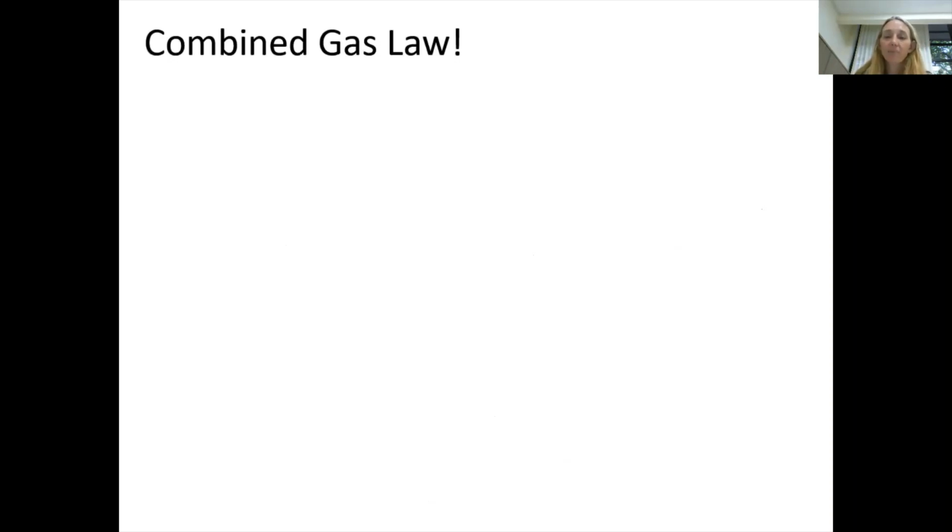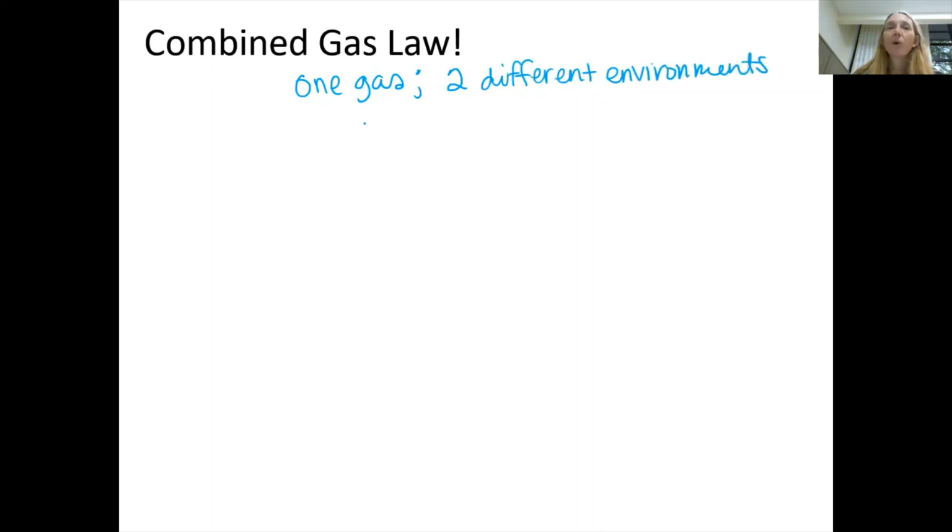Okay, so I wanted to talk about the combined gas law. What that is, is when you have one gas, and that gas is described under two different environments. So let's say you have a gas in one situation and something changes: the temperature changes, or the pressure changes, or both the temperature and the pressure change. But you have these two different environments.